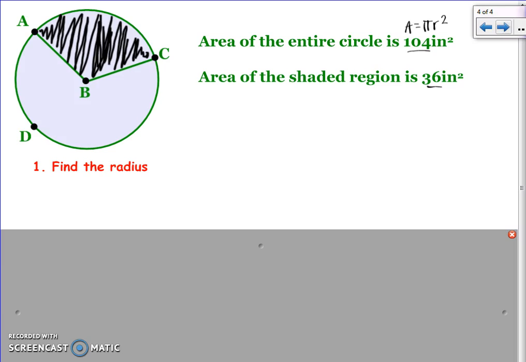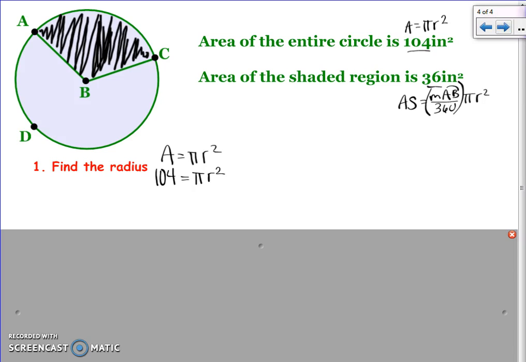So area of the whole circle is 104. Area of the sector we know is 36, because we're going to end up using both of these in these three steps. So first we want to find the radius. Which of those two equations would be easier to find the radius? Pi r squared, because it's a shorter formula. So if we start with area equals pi r squared, do we know the area of the circle? Yes, it's 104. Okay, so we got 104 equals pi r squared.